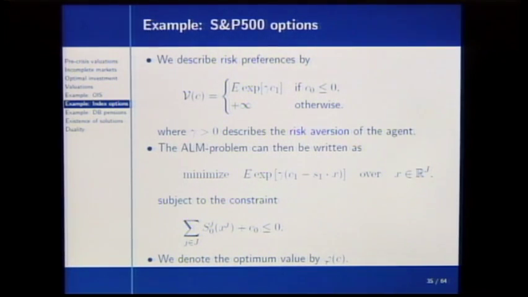So in this case, you can again write the optimization problem with just optimizing the expected exponential utility from terminal wealth subject to the budget constraint today. And that's the ALM problem. And again, the optimal value is denoted by phi of C. So now, in this case, C is payment today and payment at maturity.